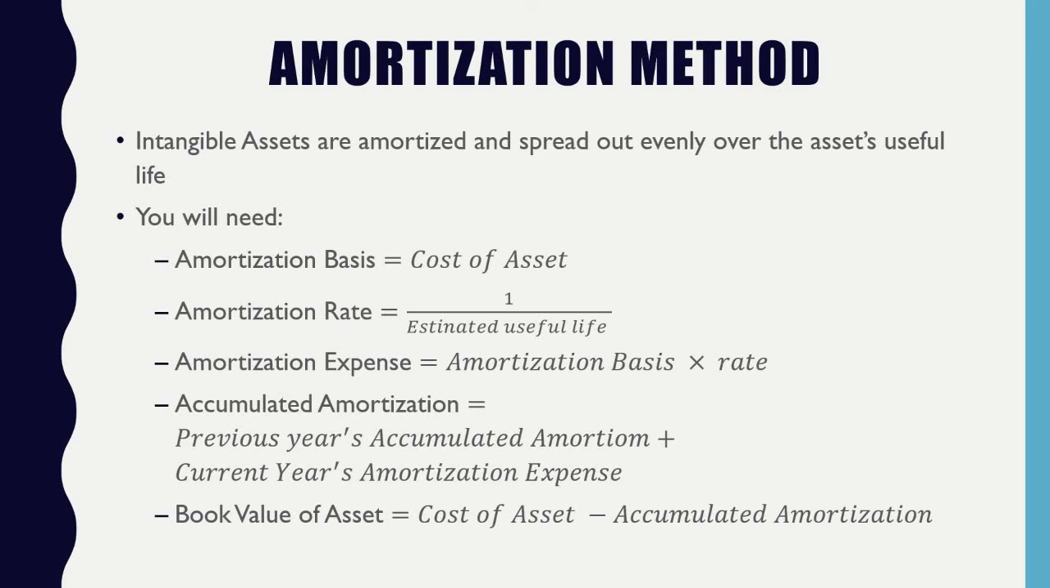Now, as I mentioned before, straight line and amortization are identical. The only difference between them is that one has a salvage value and the other one doesn't. So the formula is all going to be the same, except that there is no salvage value. So for the amortization basis, it's just going to be the asset cost, nothing to it. And of course, the amortization rate is going to be 1 over its estimated useful life. The amortization expense is going to be the basis times the rate. And of course, everything else is going to look the same.